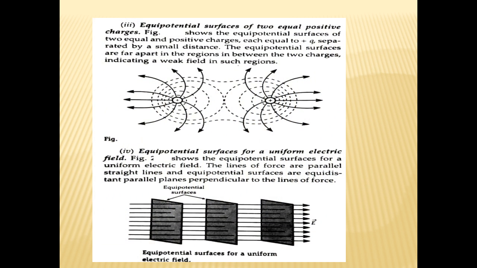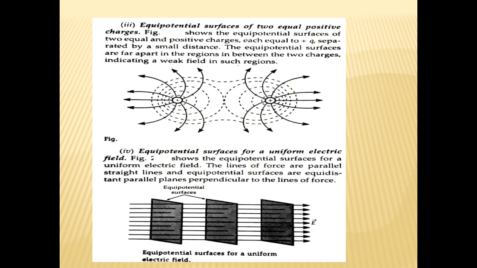Equipotential surfaces of two equal and positive charges. Here we have two equal and positive charges. So you can see in the figure how to draw, and one thing you will have to keep in your mind is that you will have to keep the equipotential surfaces closer in that region where the electric field is stronger.